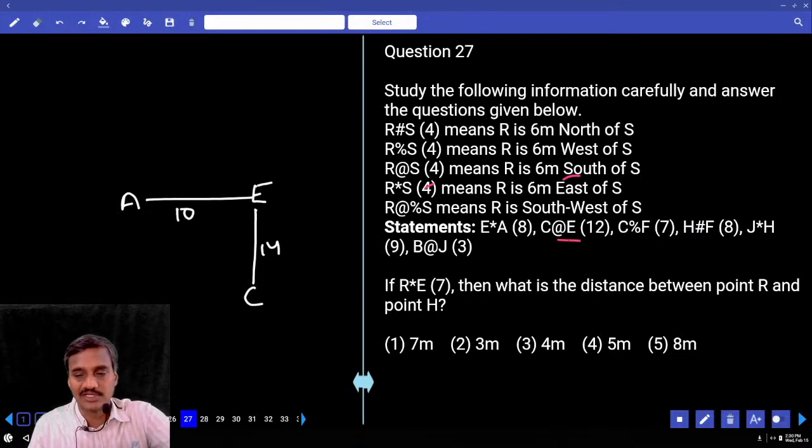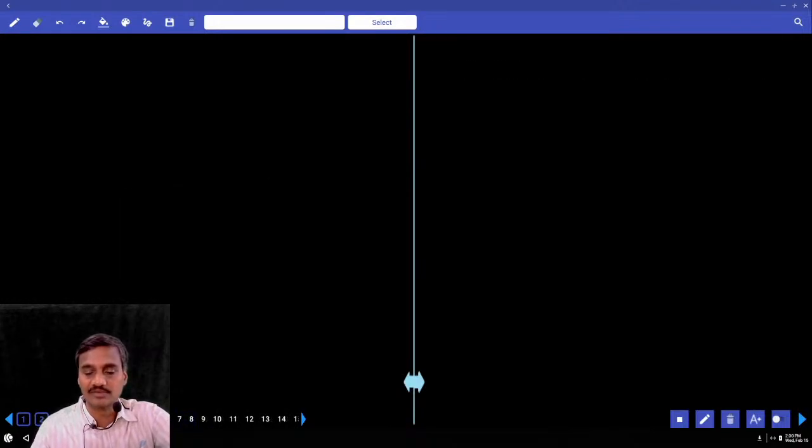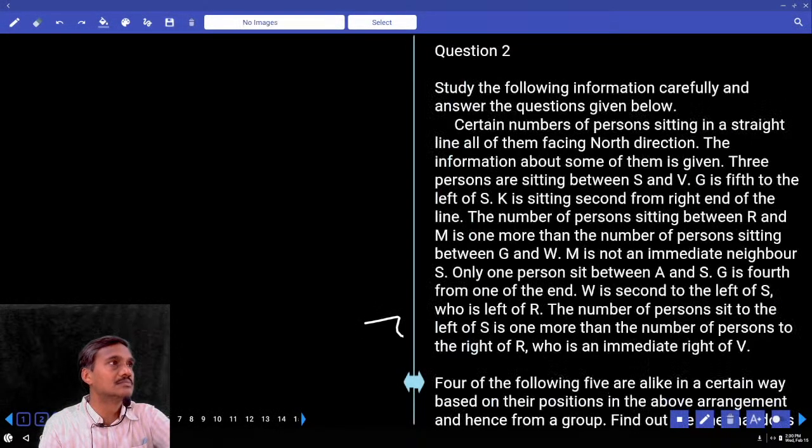And C percentage F1. Percentage F1 అంటే చెప్పండి? Percentage means west. Now which is to the west? C is to the west of F. West of F. And the distance is how much? 9 meters, because 7 plus 2 is 9. So, 27 to 29.